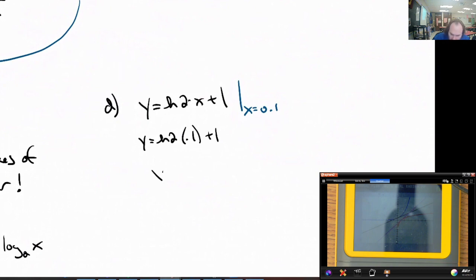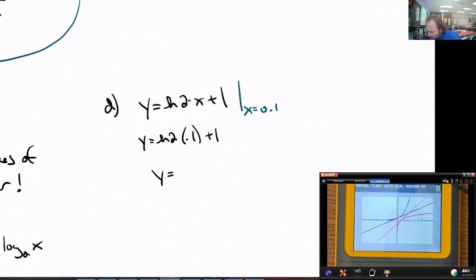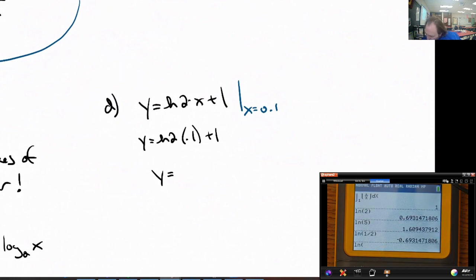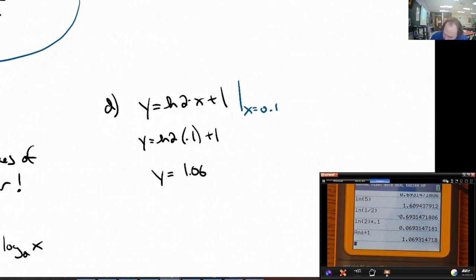Usually you see these in problems where you don't need a calculator, but in this case we are going to need one. The natural log of 2 times 0.1 plus 1 is about 1.069. That's good enough.